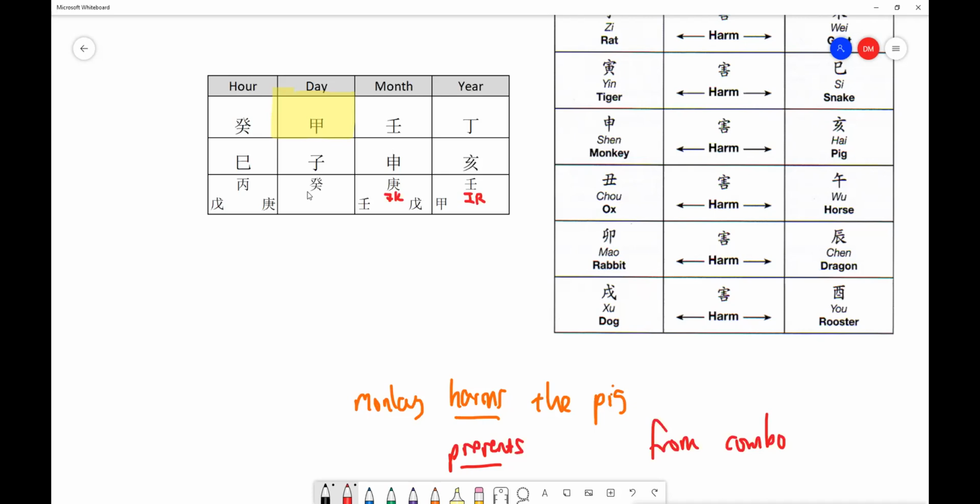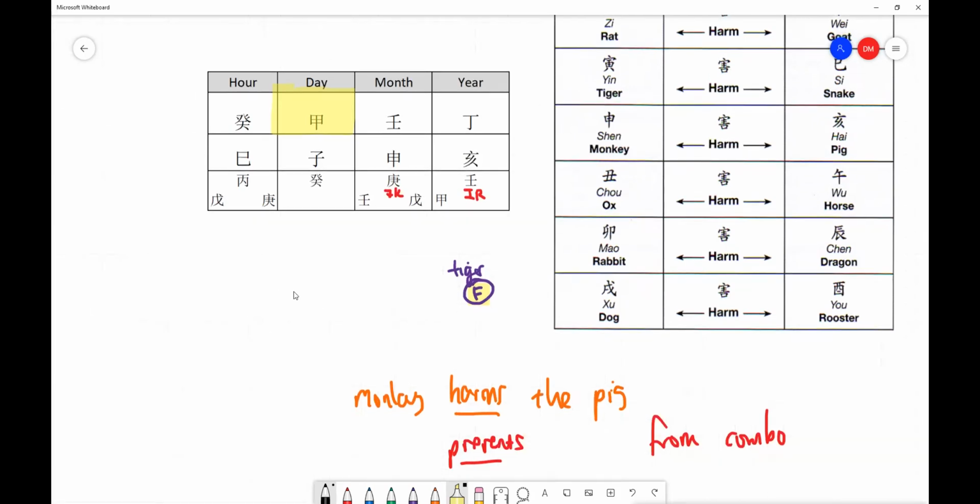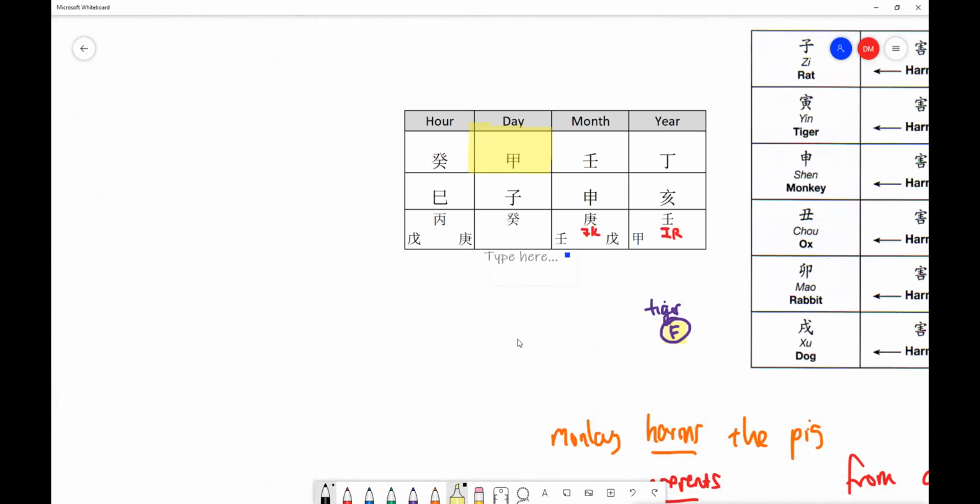And what is the tiger? Friend. The tiger is a friend, so the tiger is a friend star. Now look at this day master. Is it a strong day master or a weak day master? Weak. Why do you say weak? Born in autumn.